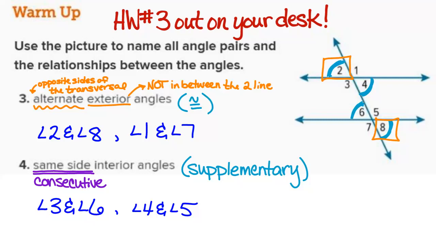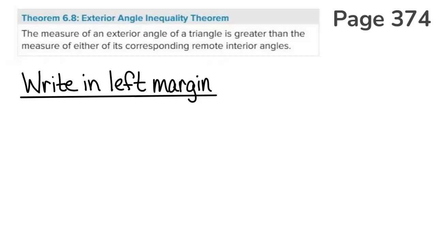All right, I need you guys to go ahead and pull out your books. We're going to open them up to page 374. We're going to talk about an exterior angle inequality theorem. We're going to talk about relationships that occur inside a single triangle and inequalities that I can write about one triangle.